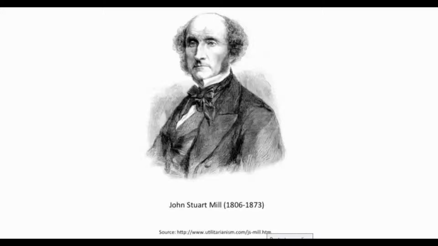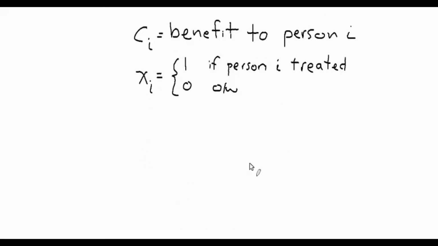Part A of this question asks you to name the English philosopher who published the book Utilitarianism. That's John Stuart Mill, who lived from 1806 to 1873. Part B asks you to explain why utilitarianism is relevant to mathematical programming models in healthcare.